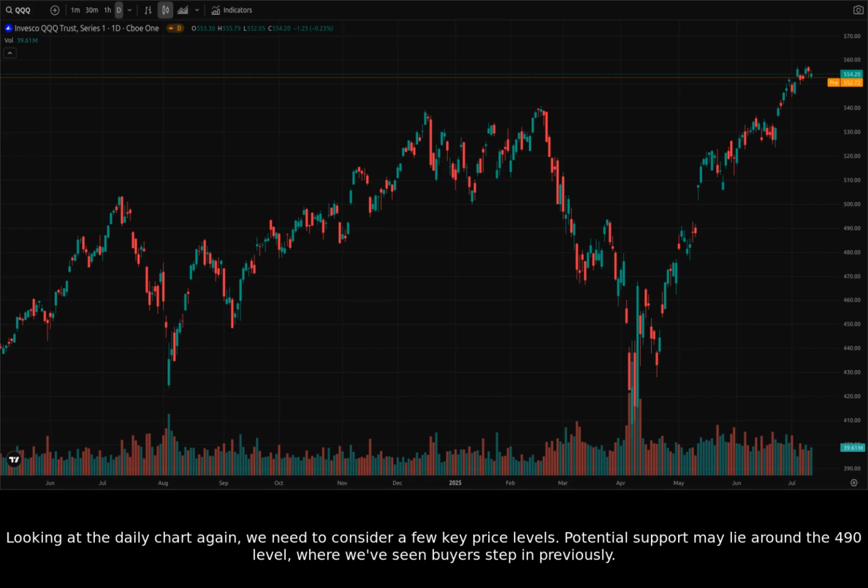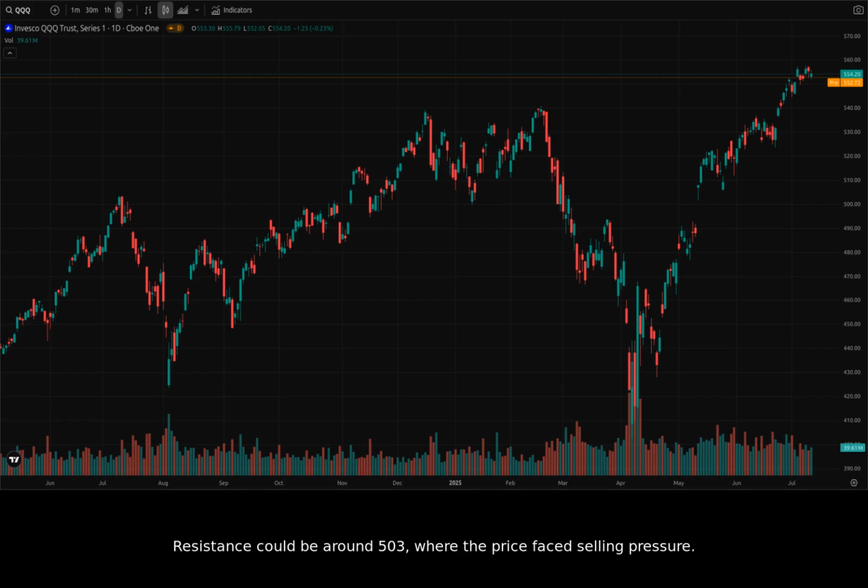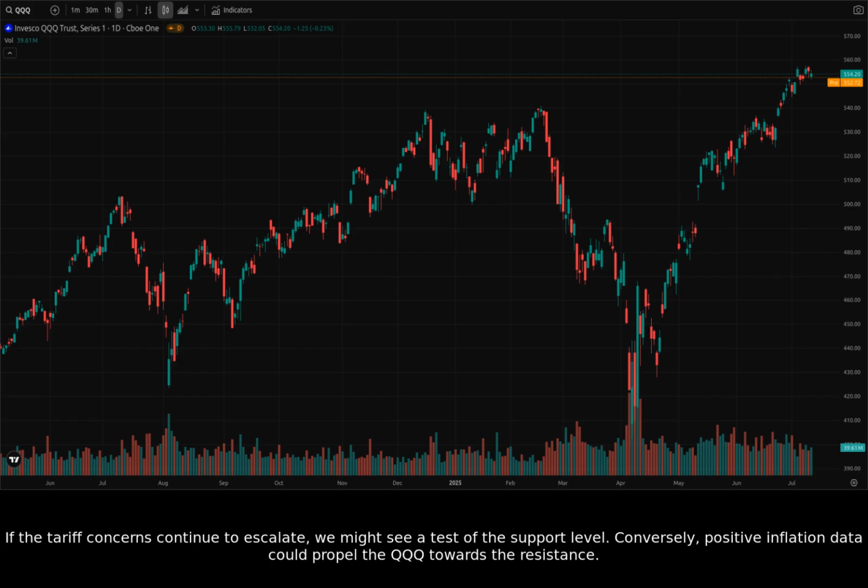Looking at the daily chart again, we need to consider a few key price levels. Potential support may lie around the 490 level, where we've seen buyers step in previously. Resistance could be around 503, where the price faced selling pressure. If the tariff concerns continue to escalate, we might see a test of the support level. Conversely, positive inflation data could propel the QQQ towards the resistance.